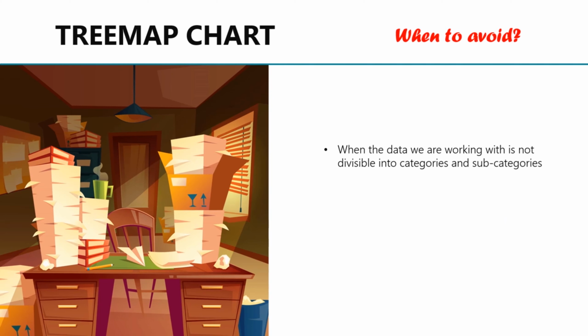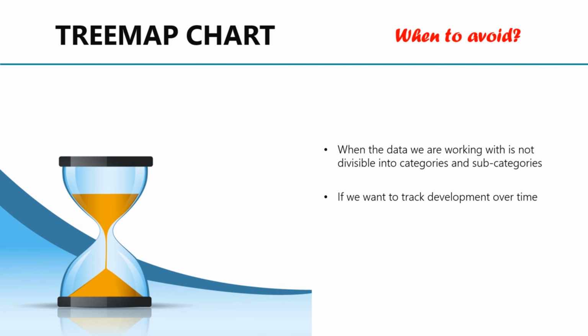When to avoid tree map charts. As you can imagine, it is quite difficult to apply tree map charts to a context that is not the one we just described. Tree map charts are not suitable when the data we are working with is not divisible into categories and subcategories. Moreover, we can't use tree map charts if we want to track development over time.